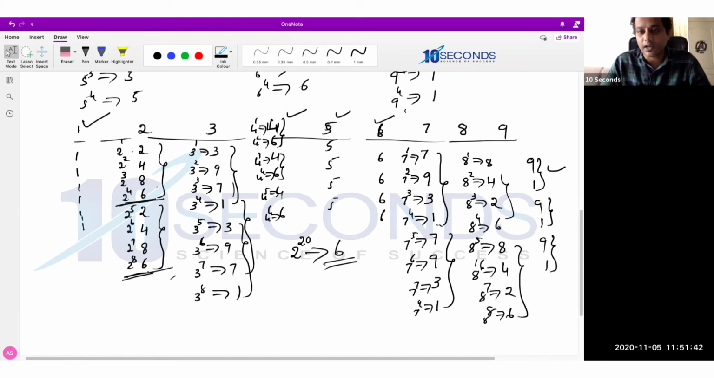Next 9, 10, 11, 12 after every 4. So after 2 power 12 also ends with 6. 2 power 16 ends with 6. So 2 power 20 also ends with 6. If my question to you is 3 power 20, now it is very simple for you.